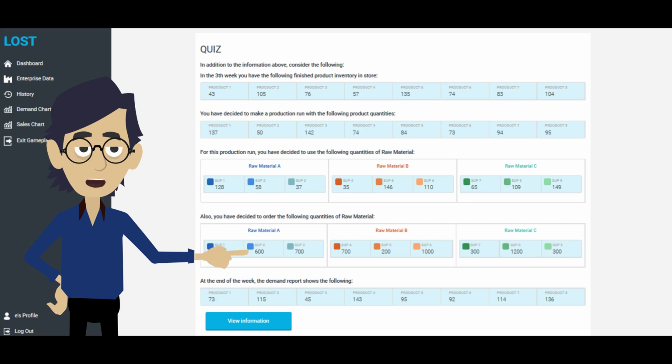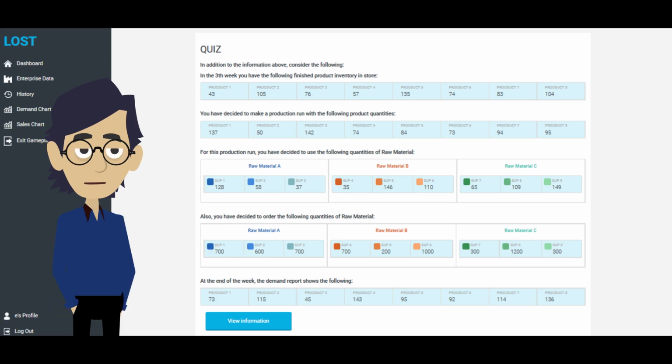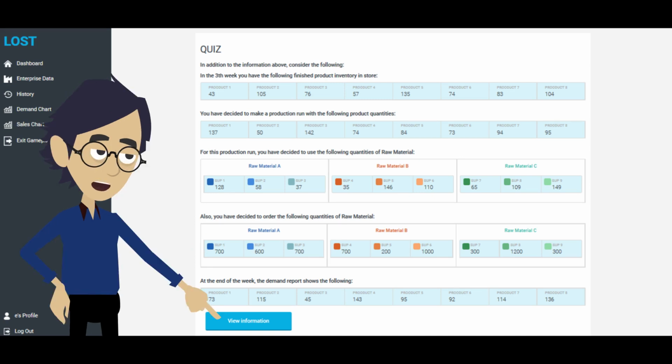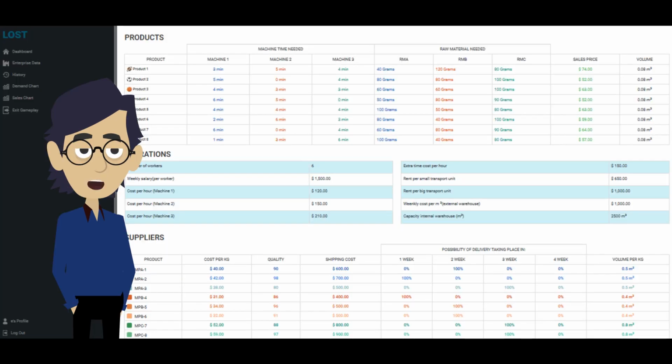The next line specifies the orders you have placed with your suppliers during this week. The last line shows you the demand reports at the end of the week. And this button will give you relevant information about the details of the operations. Click on it. Here, you will find all the information that is needed to answer the questionnaire.